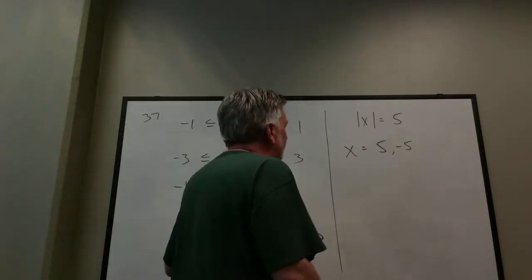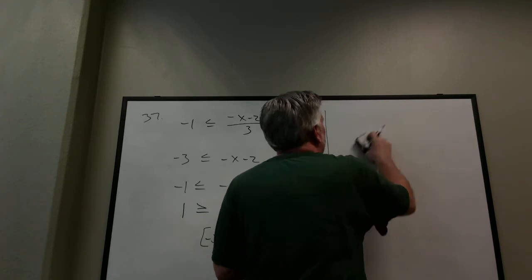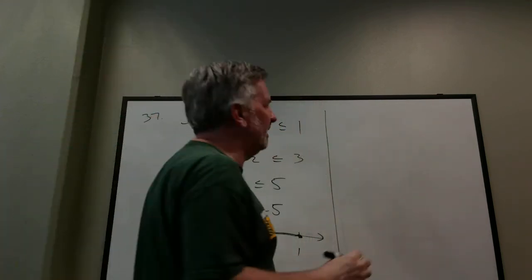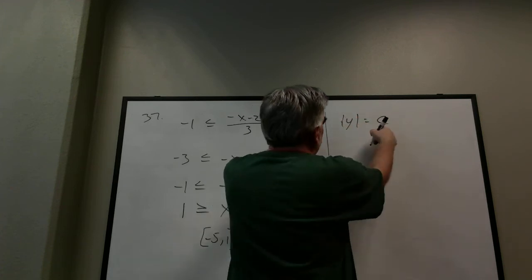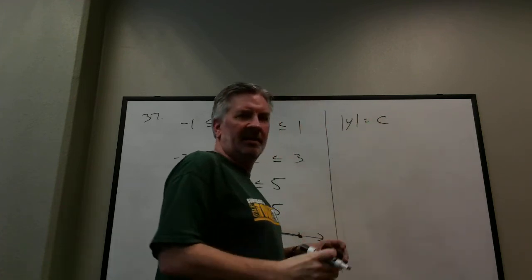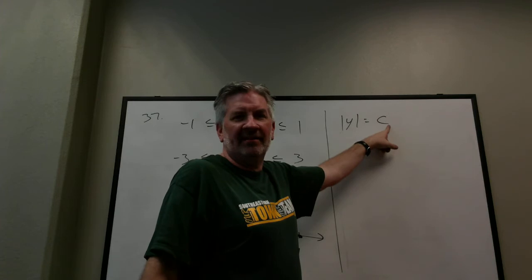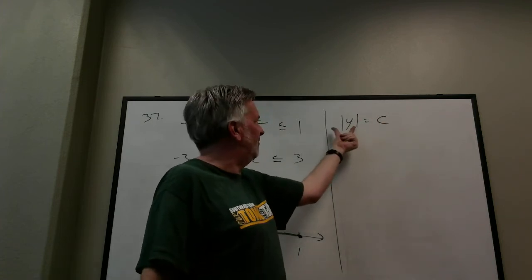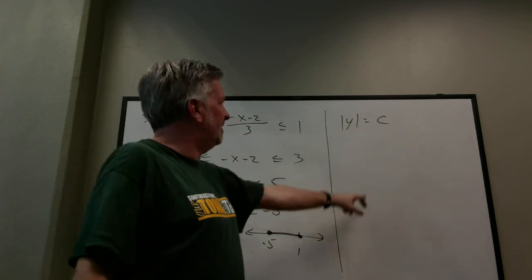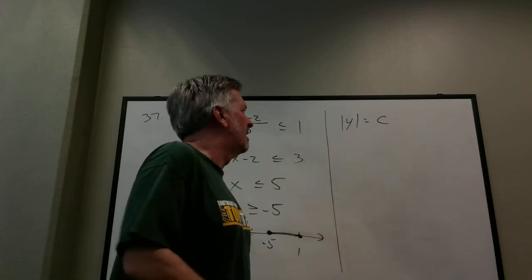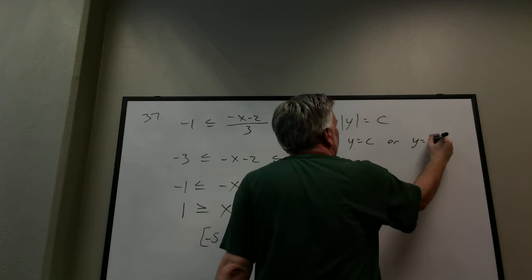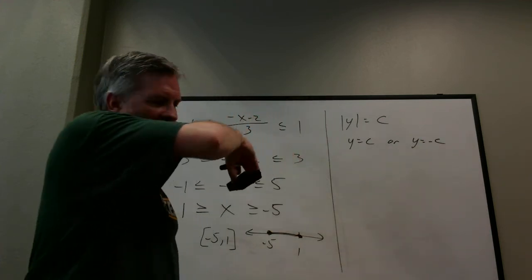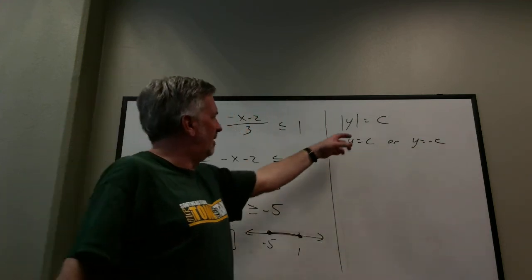Okay, so let me change it, so in general, what I mentioned in the notes there, I say, suppose absolute value of y is c. Now obviously c has to be 0 or positive, doesn't it? Because if I had absolute value of y equals negative 2, nothing's going to work because the absolute value is not going to be negative 2. So this has to be a positive number or 0, okay? So the solutions to this are y equals c, or y equals negative c, right? Okay?